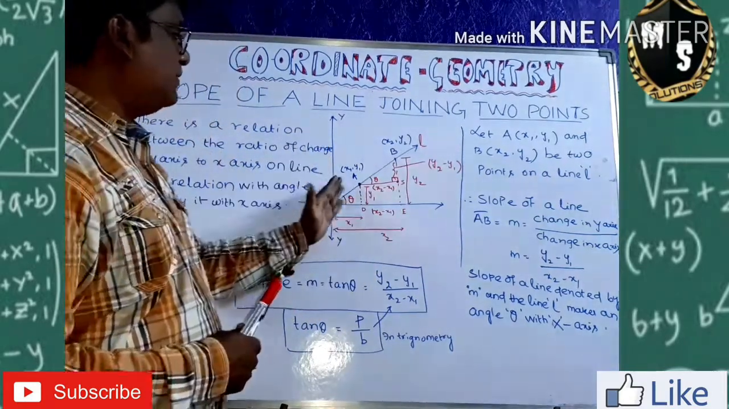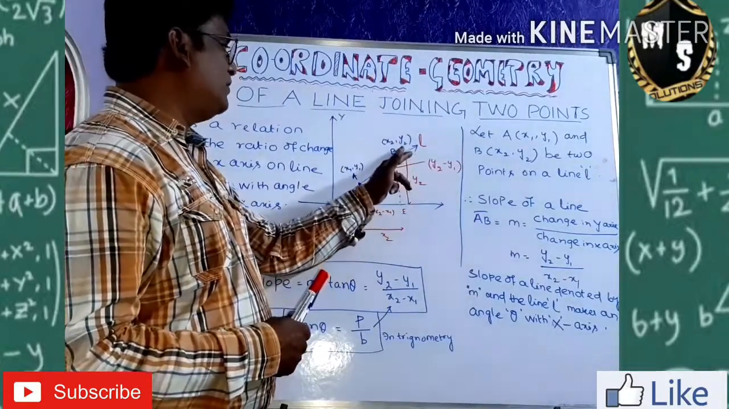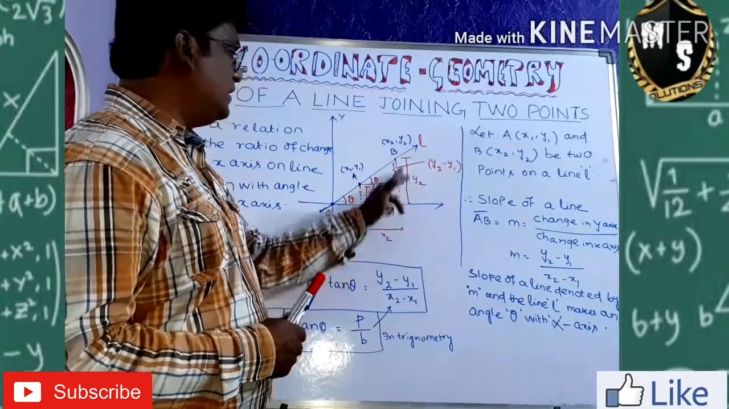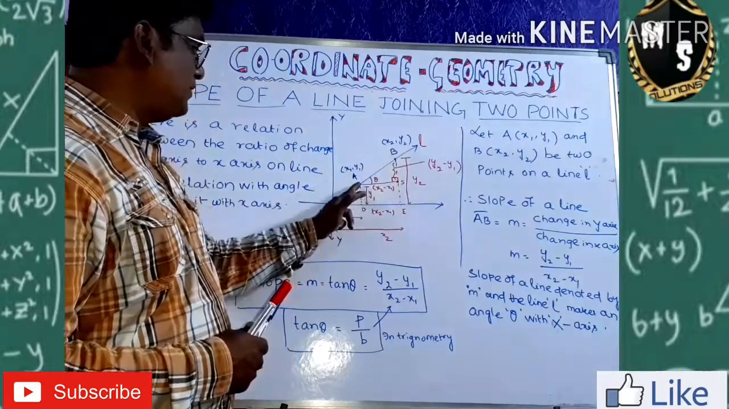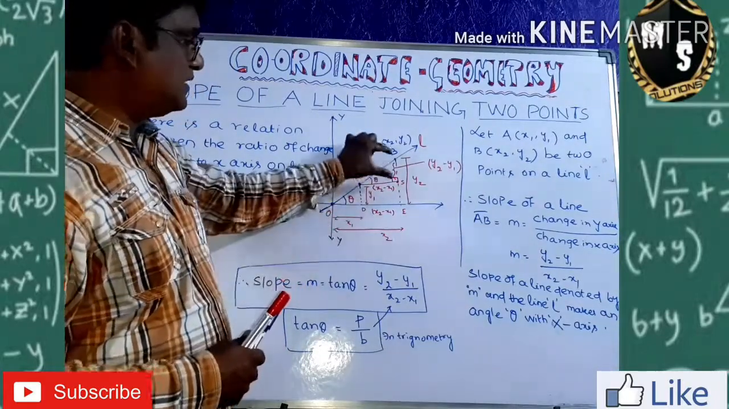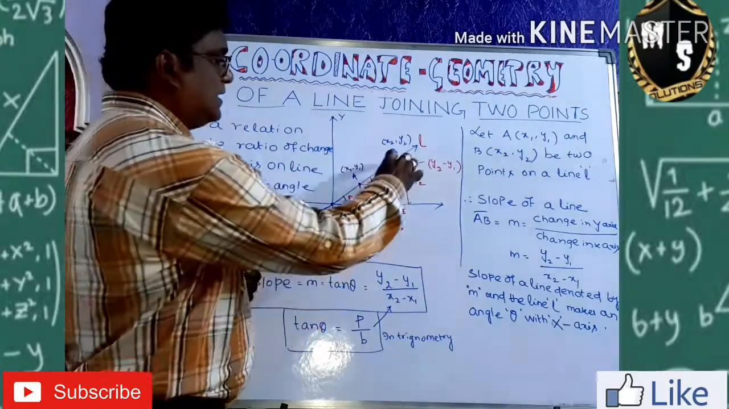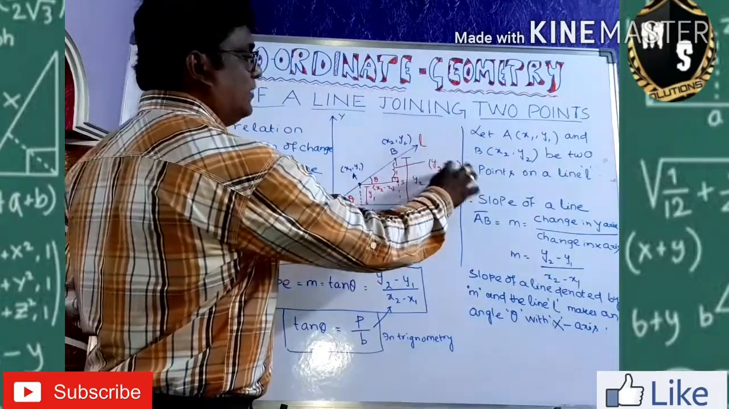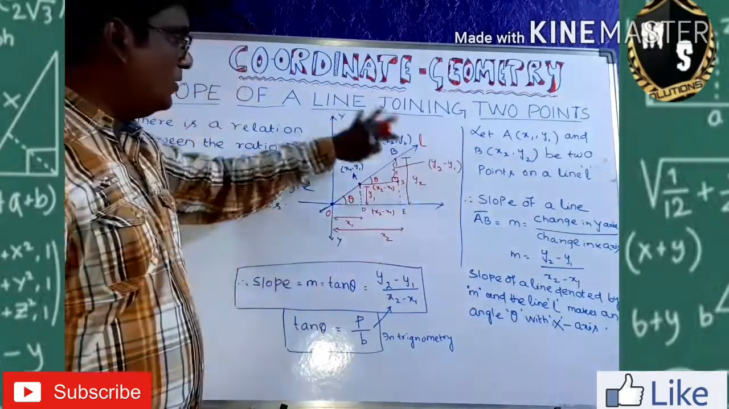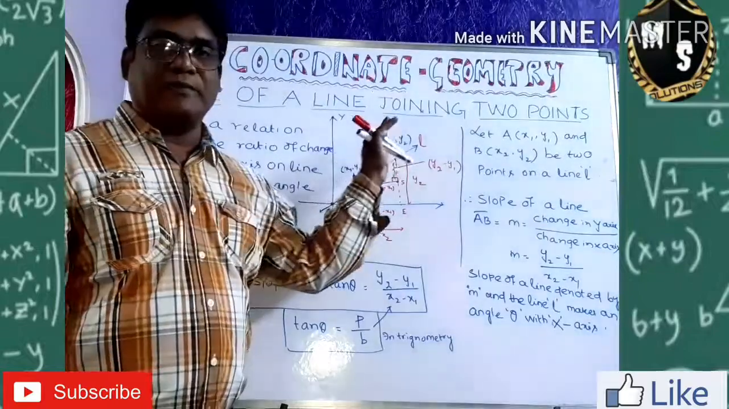In the Y coordinate, look from here to here, it is y2, and from here to here it is y1. So what is this small distance? This small distance is y2 minus y1. So all are ready now by measurements.